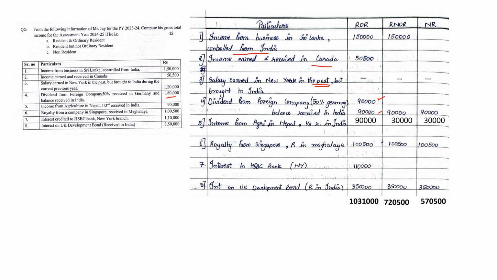So when you total the first column, the total came to 10,31,000, next 7,20,500, and third was 5,70,500. That is nothing but our net. See, they asked you to find the gross total income. So this is nothing but our gross total income. This is how you all had to solve question number 2's second sum. Okay? Chalo, you all can go through it once.